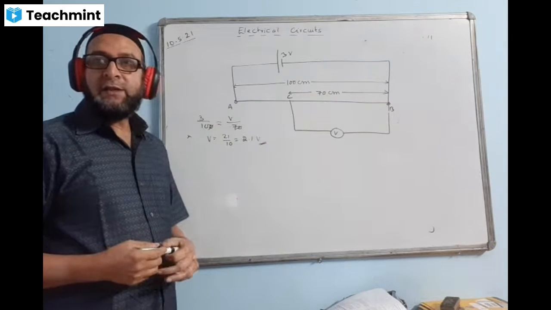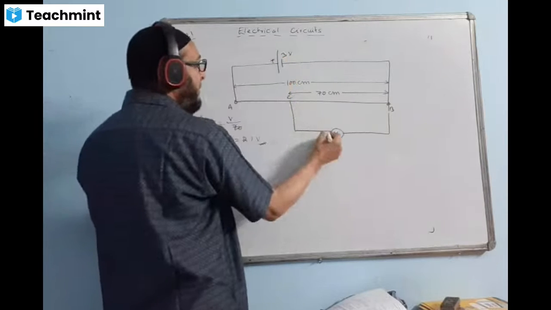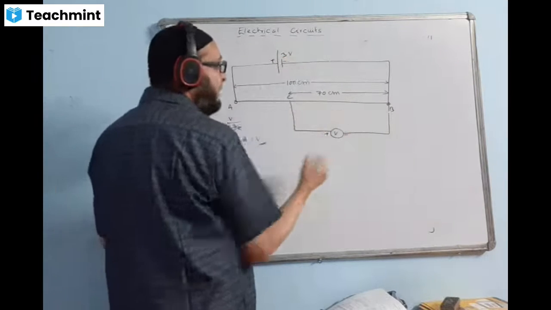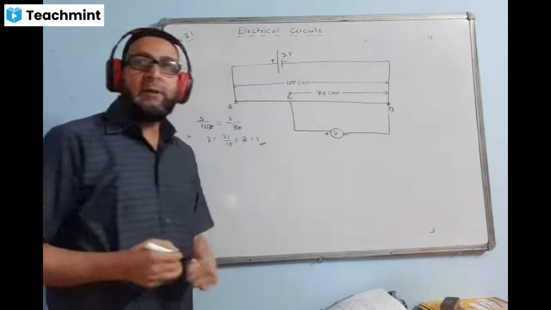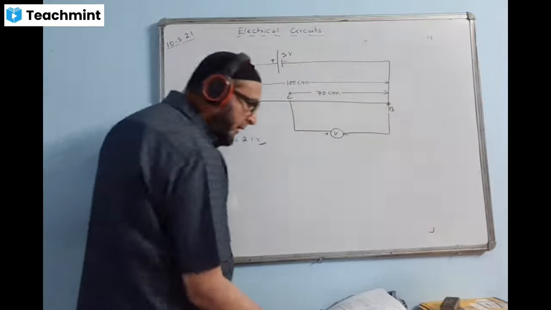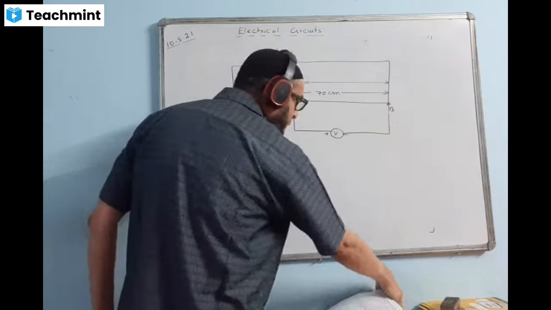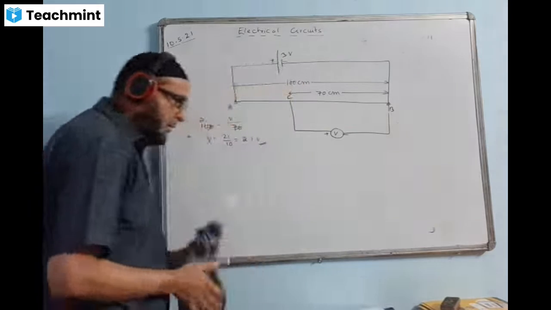And now they are asking which terminal is positive. Which terminal of the voltmeter? This is positive side, so this side will be positive. This is negative, so this side will be negative. You can say left terminal. Answer. The left terminal of the voltmeter is positive.